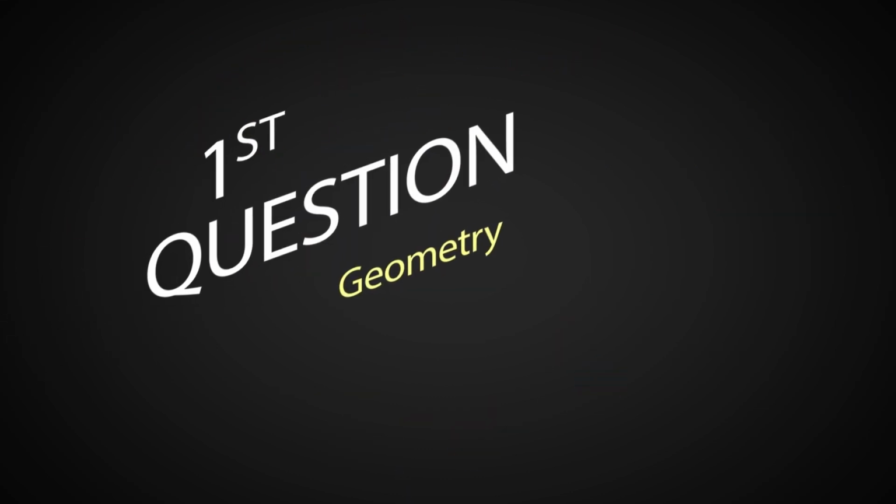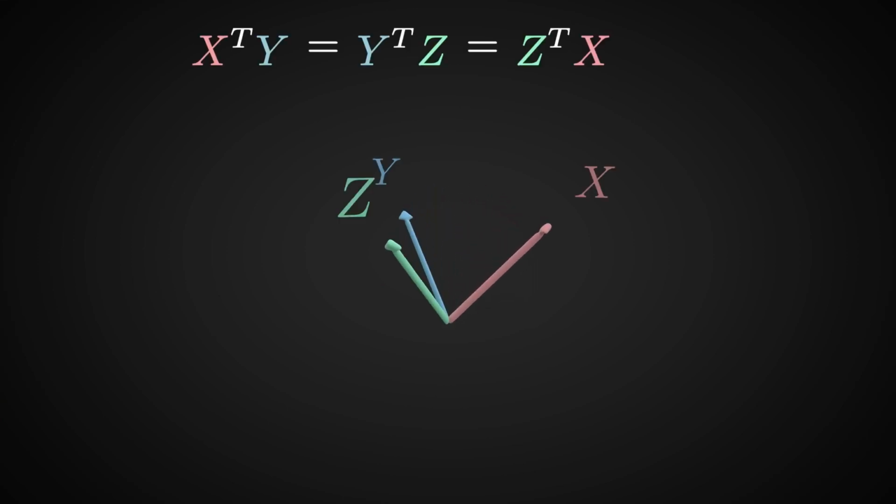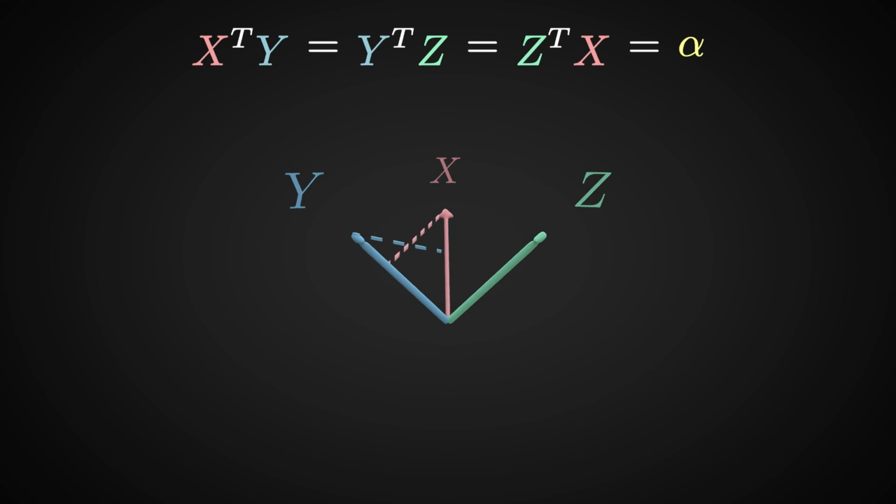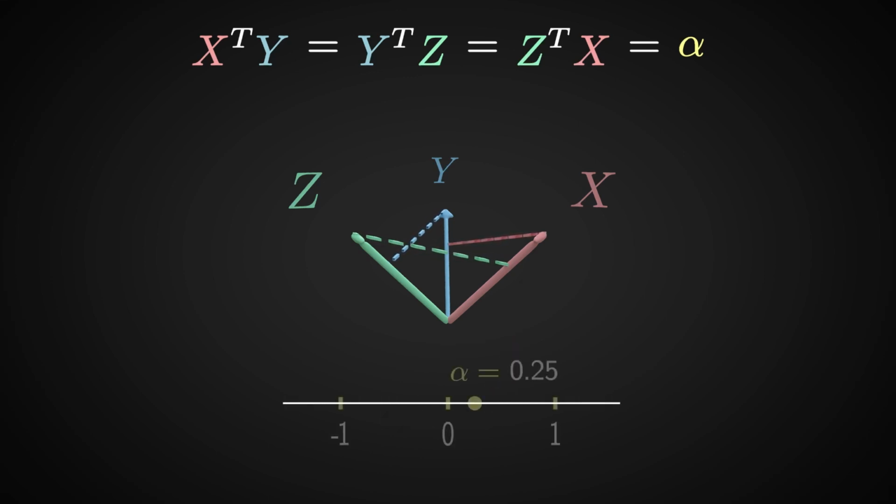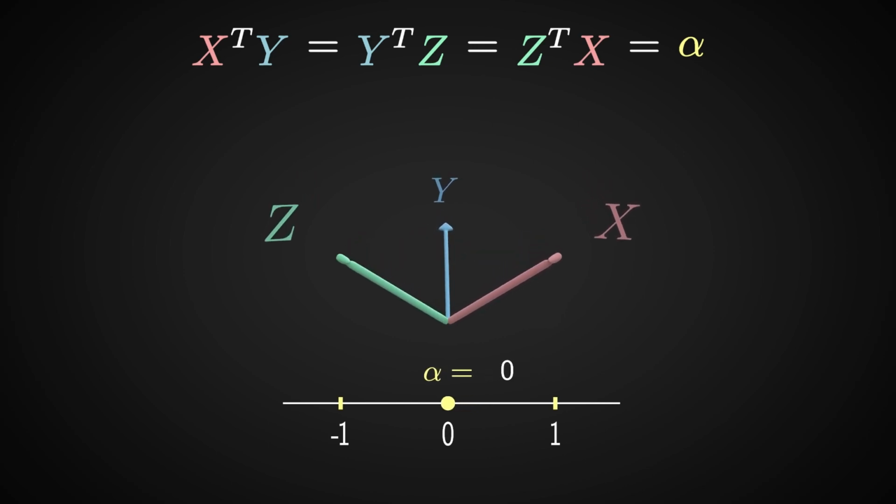The first question is from geometry. Consider 3 unit vectors x, y, and z and assume that the inner product between each pair of vectors is the same, and let's call the common value of this inner product alpha. In other words, assume that if you project x on y, y on z, or z on x, the signed length of the projection is the same, alpha. And now the question is, what is the smallest possible value for alpha? We already know that alpha is between -1 and 1. And the following configuration, where all the vectors are orthogonal to each other, shows that alpha can take the value 0. So the minimum value of alpha is somewhere between -1 and 0, but what is it exactly?